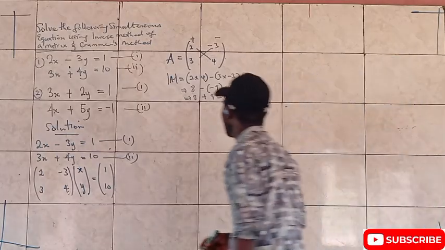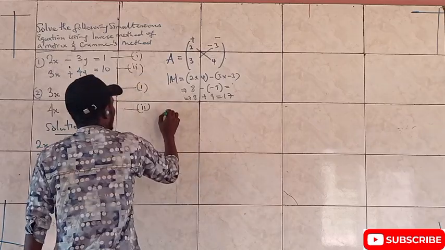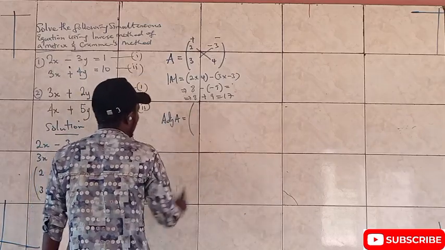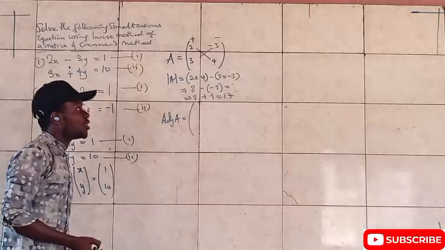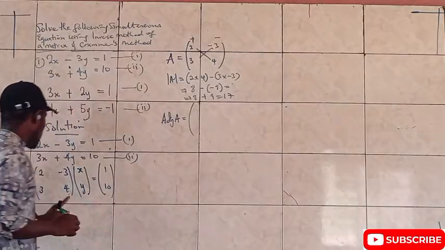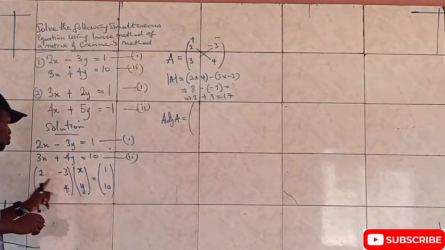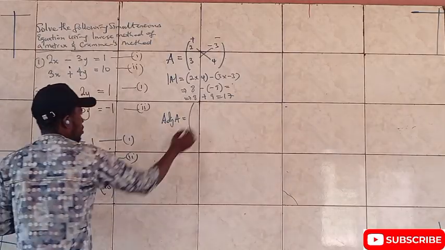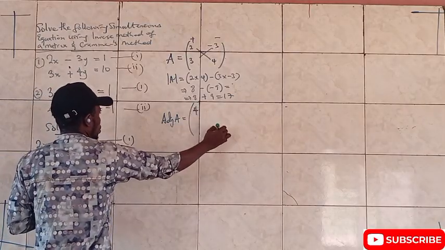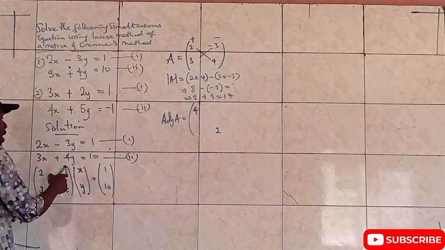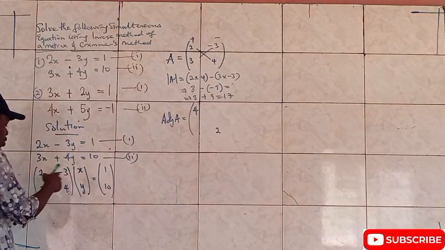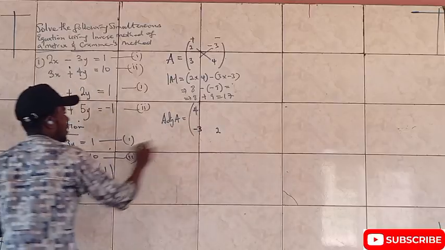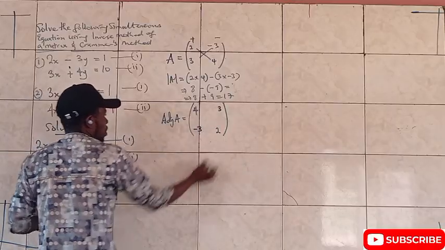So if that's the case, the next thing for me is to look for the adjoint of my matrix A. It is very easy to find the adjoint of a 2 by 2 matrix. What do I do? I'm going to exchange these two numbers that are on the main diagonal. 4 will come here, 2 will come here. So I put 4 here, I put 2 here. Then I'll multiply these other two numbers by minus. So minus times 3 is minus 3. Minus times minus 3 is simply 3. Then I close it up.